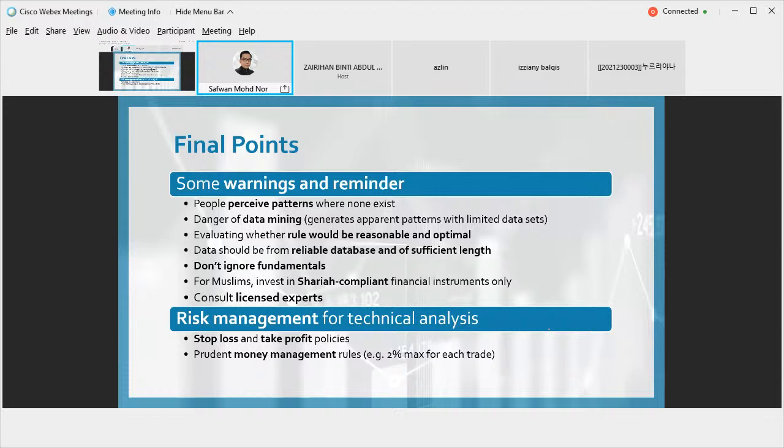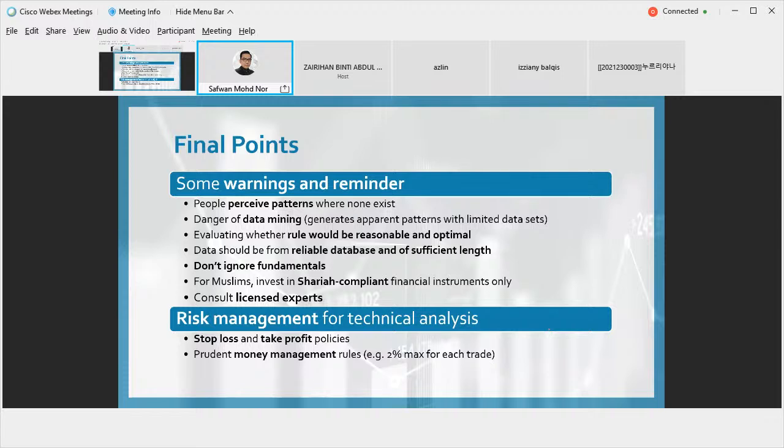The data should be from a reliable database and of sufficient length. If you want to invest, you cannot just simply look at the past 30 days of data, do some simple moving average and say, this one will give me 1 million ringgit. It's not sufficient. And the database should be reliable as well. Don't download from some dodgy websites. Websites such as Yahoo Finance, Morningstar, Bloomberg, and so on are reliable ones.